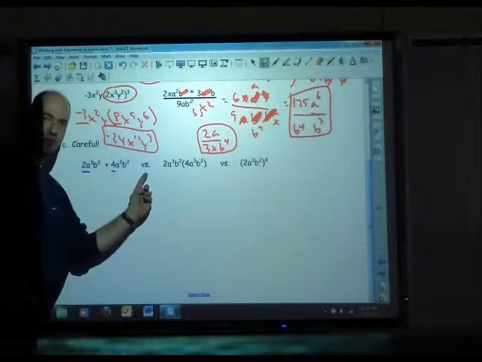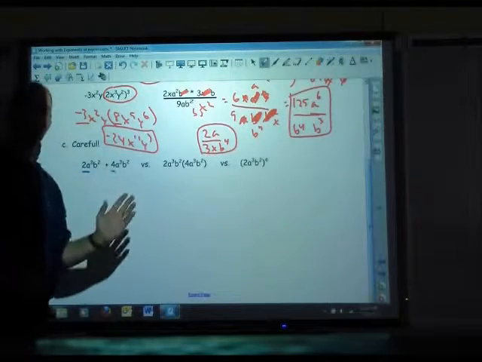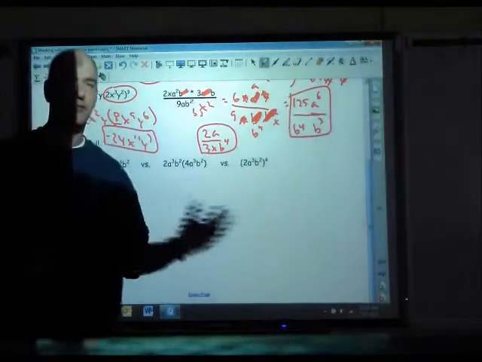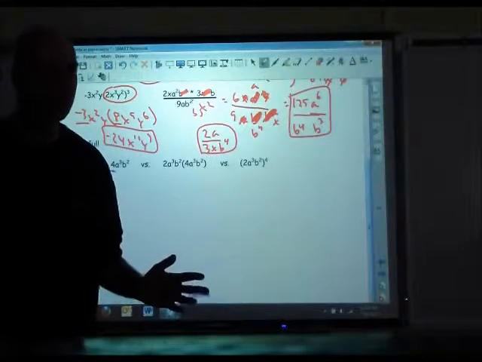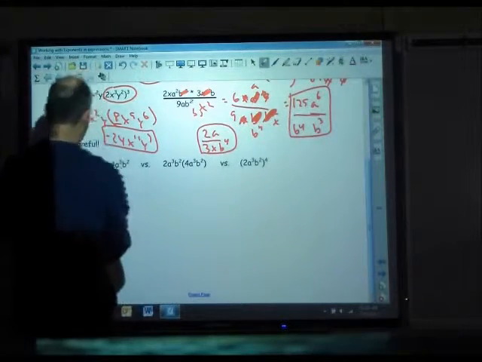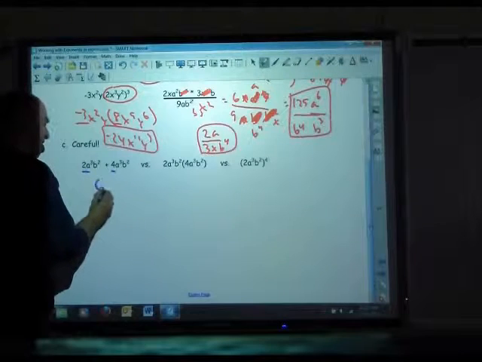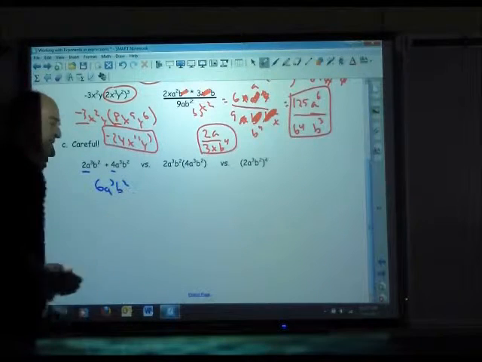This is 4a cubed b squared. I've got 6 a cubed b squareds. Okay, now you can't turn 2 ducks and 4 ducks into 6 chickens. So they are what they are. You don't do anything to the powers here. It's just I've got 6 of those things.